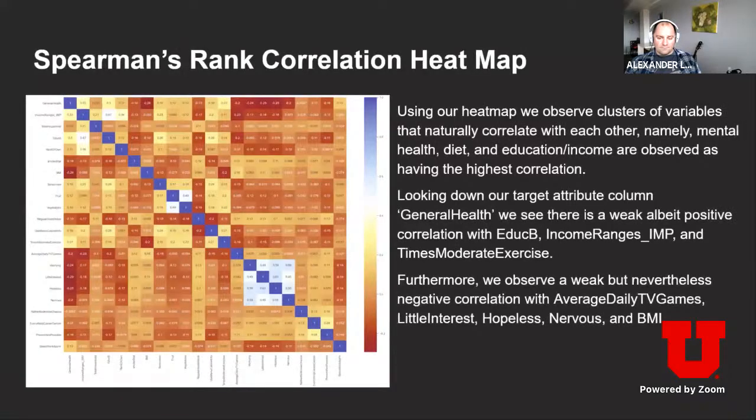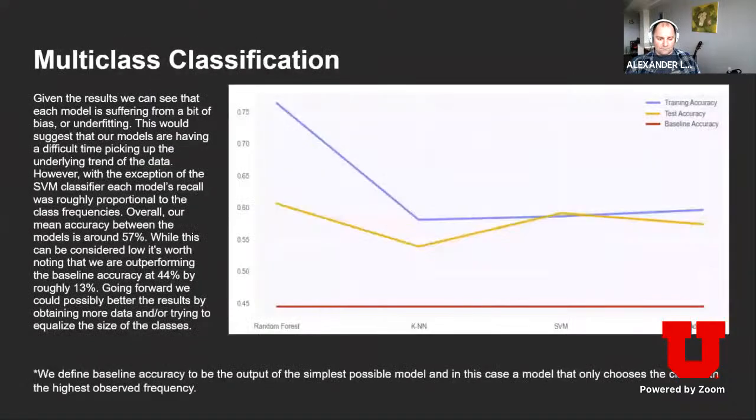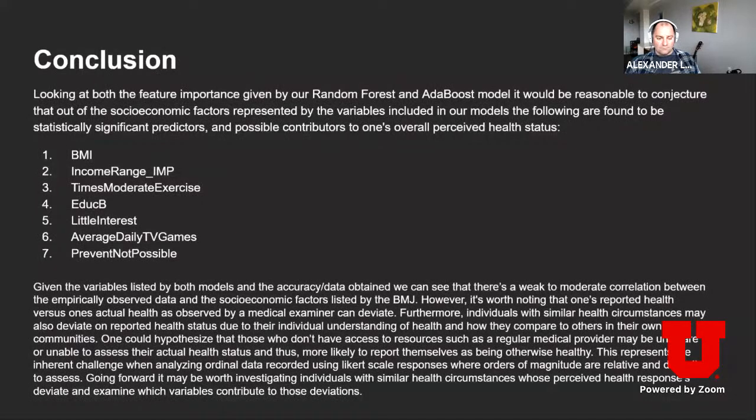When looking down our review column, general health, we see that there's a weak, albeit positive correlation with education, income range, and how often people exercise. Moving on, we've chosen to measure the statistical significance between our target variable, general health, and the other variables using ordered logistic regression. After passing our statistically significant variables onto our multi-class predictive models, namely Random Forest, KNN, SVM, and AdaBoost, we observed that each model is suffering from a bit of bias or underfitting. In conclusion, out of the socioeconomic factors represented by the variables included, some are found to be statistically significant predictors and possibly contributors to one's overall perceived health status.